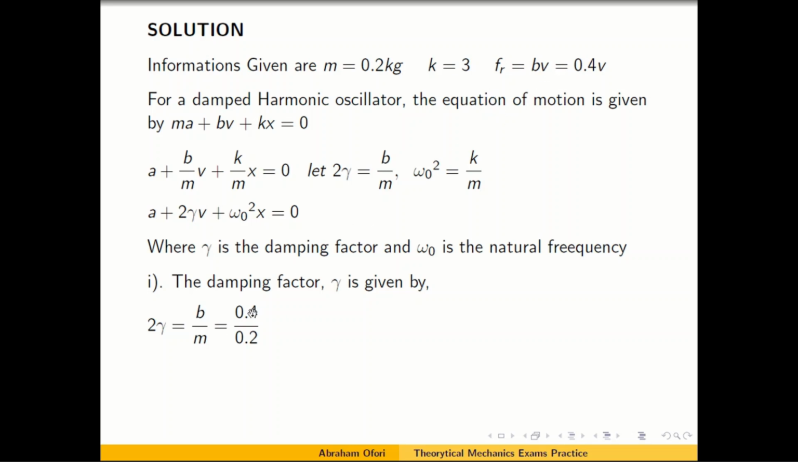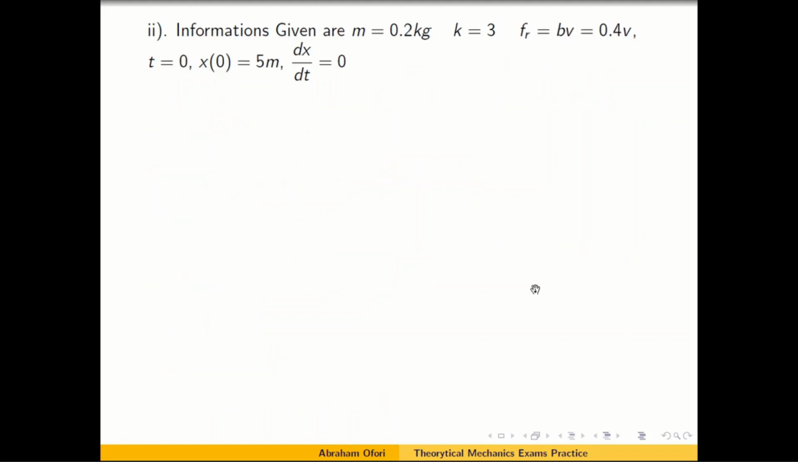So we write 0.4 over 0.2. So 2 gamma is actually equal to this. Continuing with that, we get 2 gamma equals 2. Put this on a calculator: 0.4 over 0.2 is 2. Hence our gamma is 1. Therefore the damping factor gamma equals 1. Very simple, right? Okay, let's go to the second question.